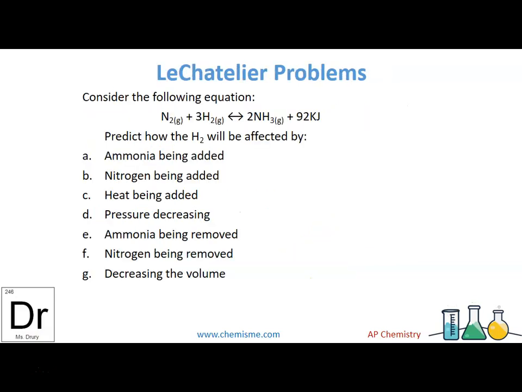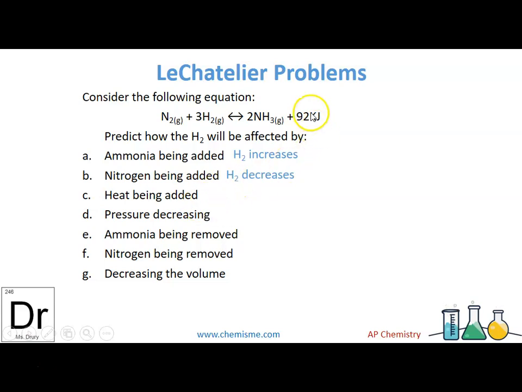So let's see a few more examples that we want to make sure we're writing in a specific way. Here's the normal Haber process, which is exothermic, and we want to know how hydrogen would be affected by the following. Maybe pause the video and see if you can get the same answers as me. If ammonia is added, I'm going to increase the product side, and therefore there's going to be too many products, and shift to the left to increase more hydrogens to compete with it. So hydrogen increases. If nitrogen is being added, it will react with the hydrogen, so it will decrease.